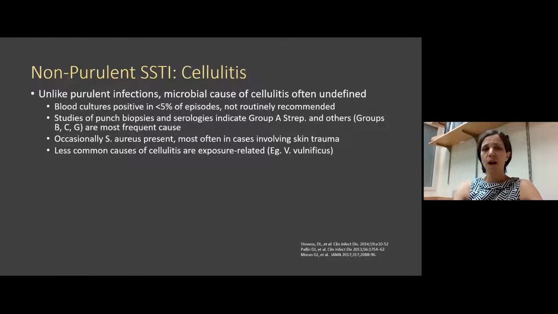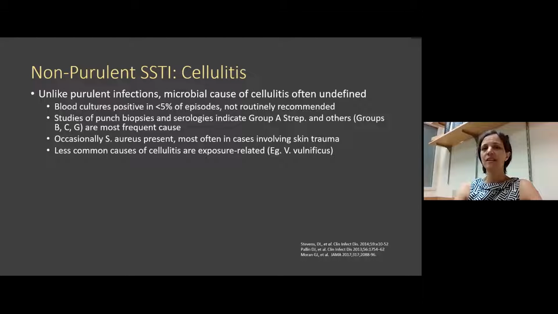Studies of punch biopsies, when you do a punch biopsy on an area of cellulitis, and also serologies collected in people with cellulitis, indicate that group A strep and other beta hemolytic streps, so group B, group C, and group G strep, are really going to be the most frequent cause of cellulitis.